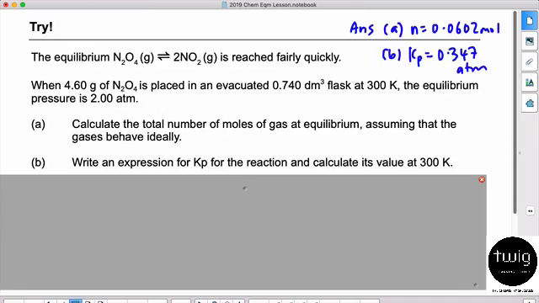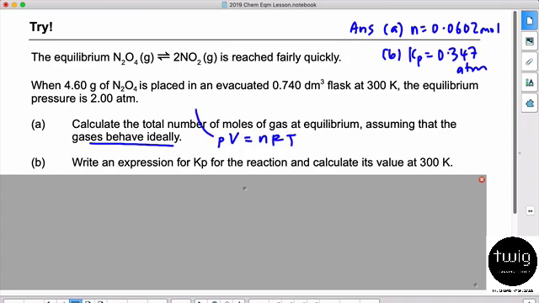I need to move. You have to do this. What does it mean when they say the gases behave ideally? What are you supposed to use? You're supposed to use PV equals nRT. That's a big hint already, right? The gases behave ideally, PV equals nRT.